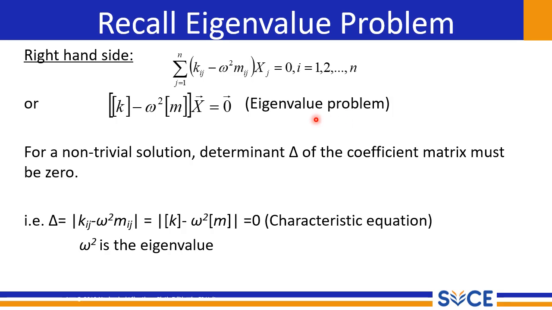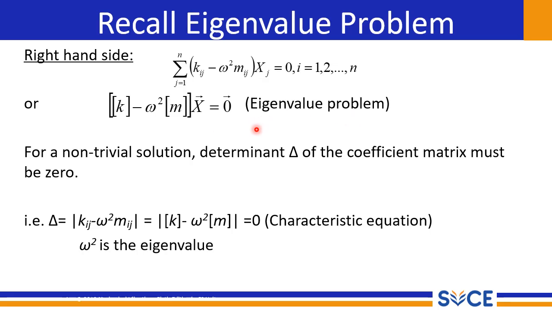In the last slide, we added the equation in such a way that it is in the form of summation of k of ij minus omega square m of ij into x of i equal to 0. This is from the first slide. This is the eigenvalue problem. Bringing all terms to one side, we are getting this.